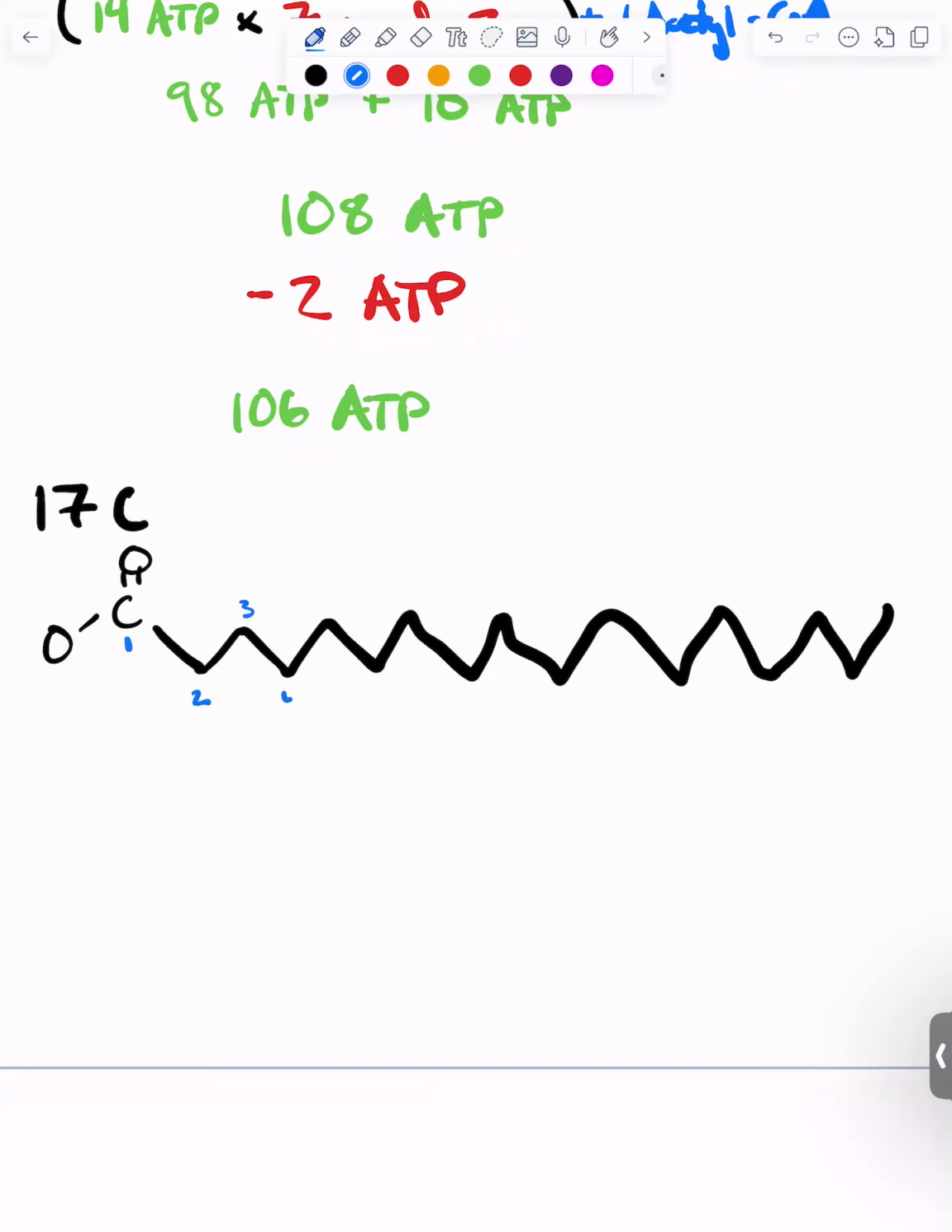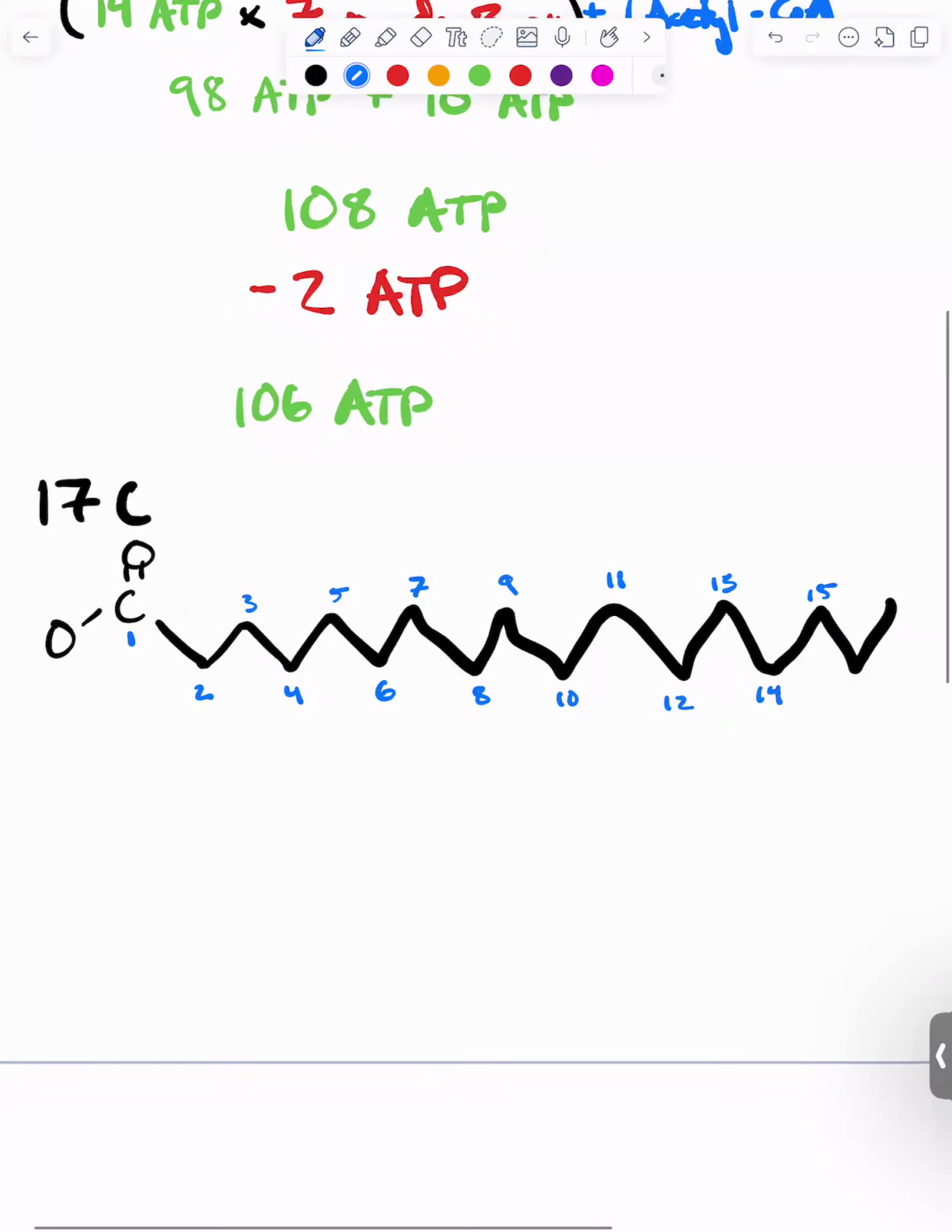1, 2, 5, 6, 7, 8. Okay, there's not a lot of differences here. There's a set of steps for an odd carbon chain that you need to determine at the end.